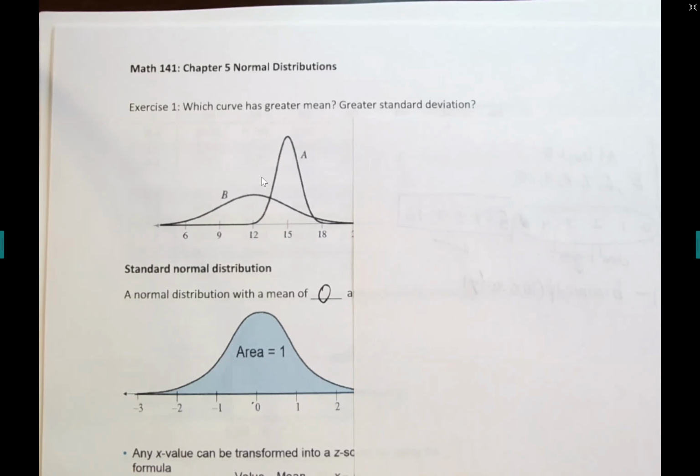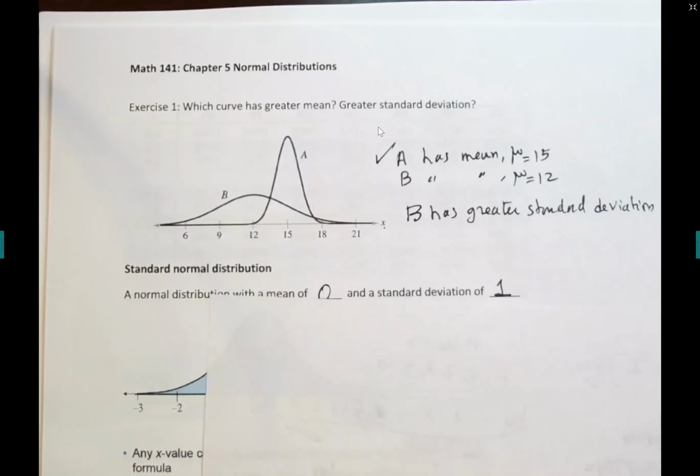And which one has a greater standard deviation? Without knowing what the standard deviations are, guys, you don't need to know them. B, yeah, that's correct. And what is the standard deviation? I really don't know, but I know B is flatter, more widespread than A, so it has a larger standard deviation. And these are the answers.